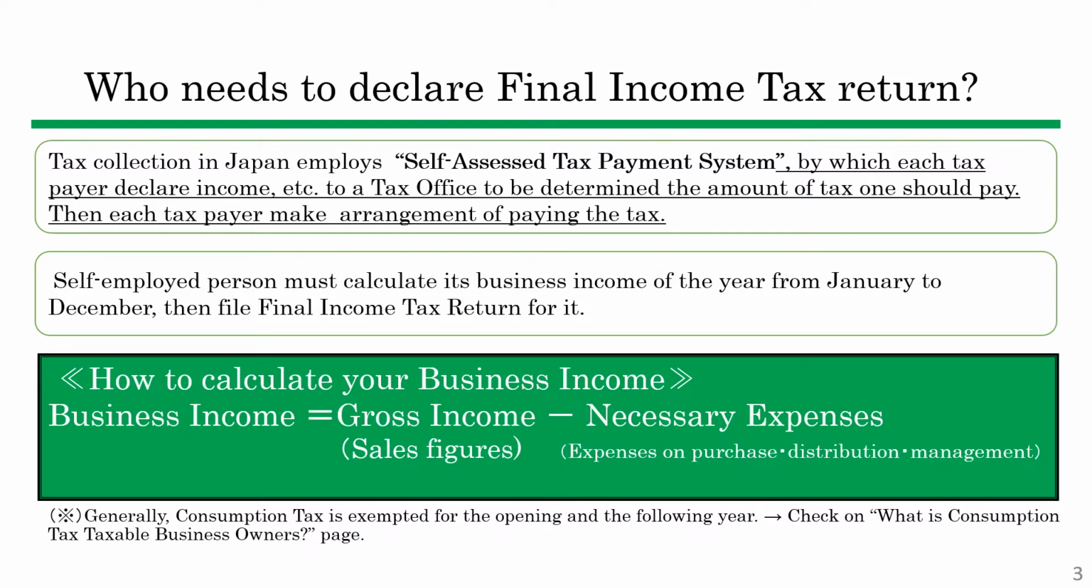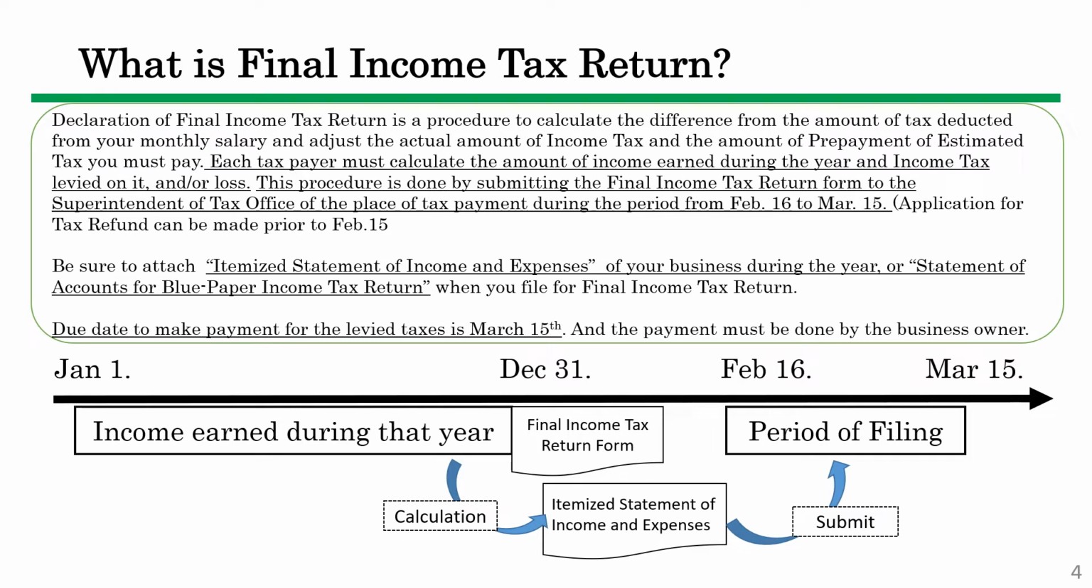Taxable business owners must make the final income tax return for business income earned during that year from January to December from the following year's February 16th to March 15th, to a competent tax office. As a rule, the place of tax payment is your address. You need to submit an itemized statement on income and expenses along with the final income tax return form. If you have been approved as a person in the blue paper income tax return category, you need to submit a statement of accounts for the blue paper income tax return.